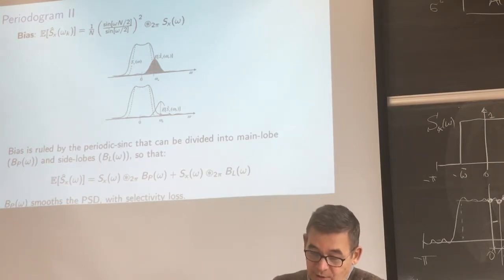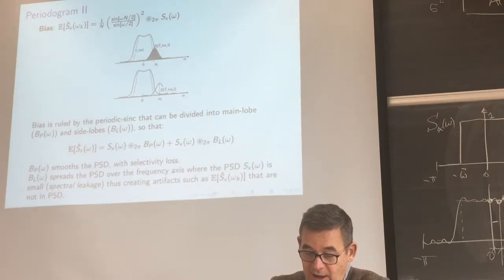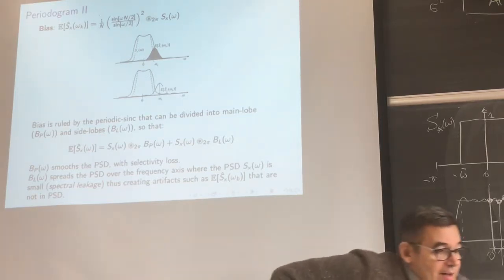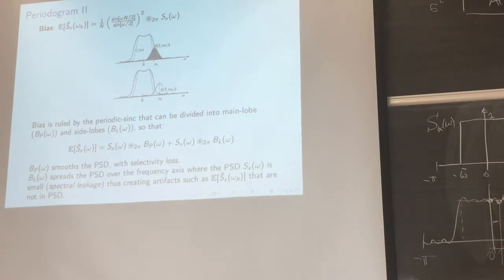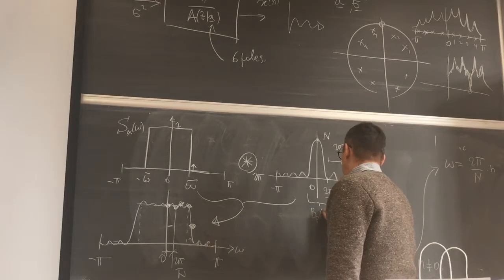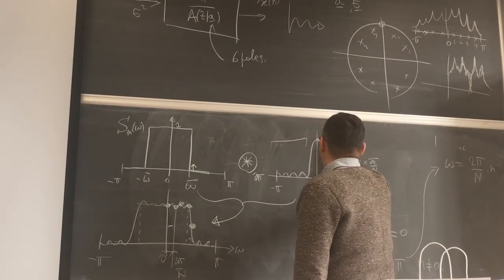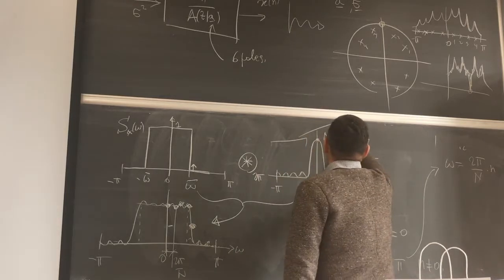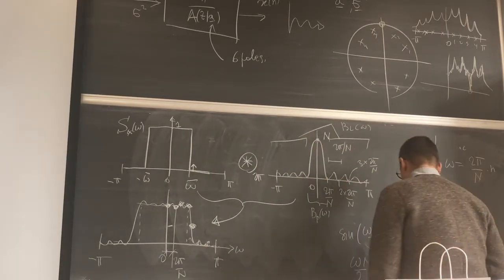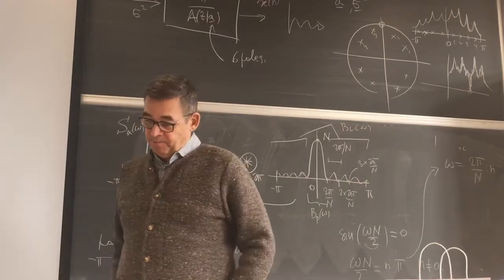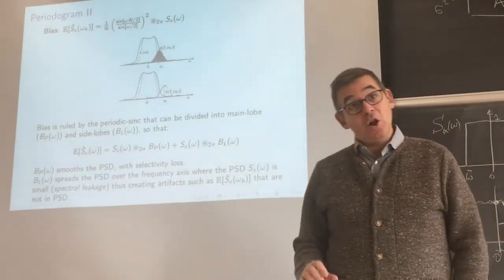Now, what I can do is I can take the sinc and divide the sinc into two parts. So I have a convolution with the sinc, okay? So I divide the sinc in two parts. The first part is the influence of the main lobe, which I call BP. And then the others are the remaining part, okay, which I call BL. So it's like if I take the sinc and I divide the sinc into two parts, the main lobe and the side lobe. Okay. Now, what is the influence of the main lobe and what is the influence of the side lobe?